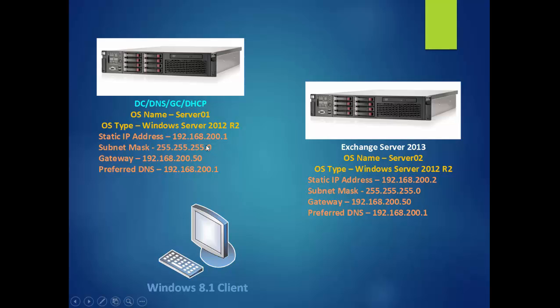So static IP 200.1, subnet mask 255.255.255.0, gateway 200.50, preferred DNS 200.1. And second one, of course, everything else same other than the IP address 200.2. Other than that, everything is same. All right, so done.